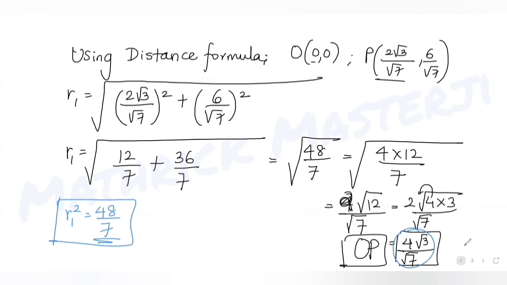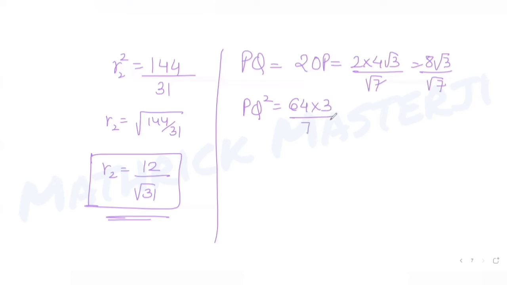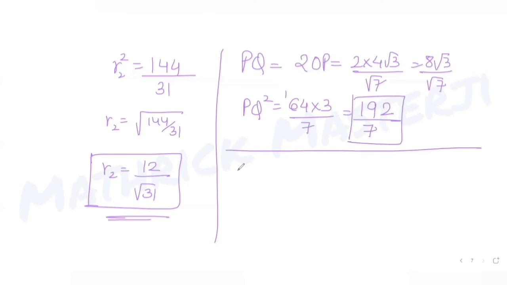So 2 times OP. OP is how much? Let's check out. OP was 4 root 3 over root 7. So it becomes 2 times 4 root 3 over root 7. So it basically becomes 8 root 3 over root 7. So if I find PQ squared, it basically makes it 64 into 3 over 7. 4 threes is 12, 6 threes is 18, 192 over 7. That's PQ squared.